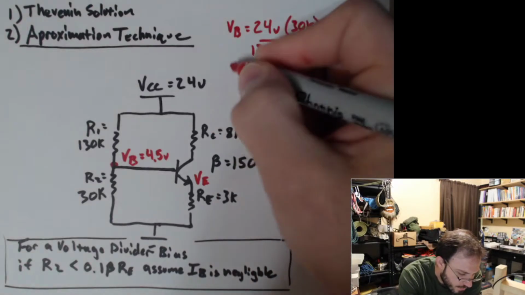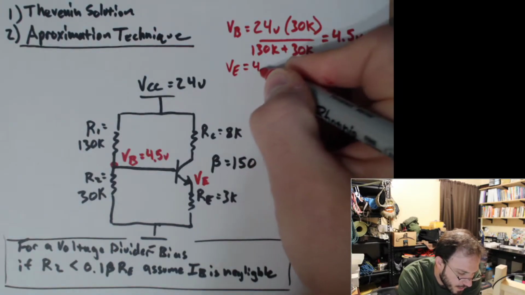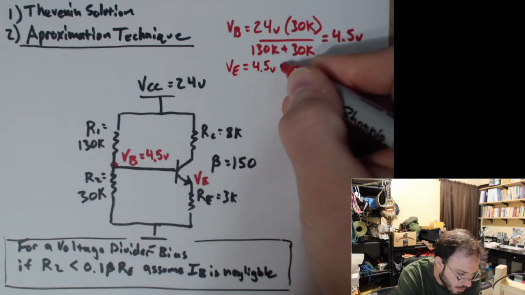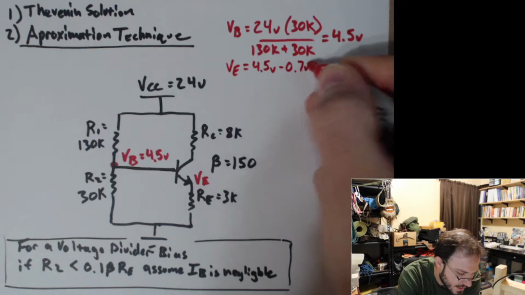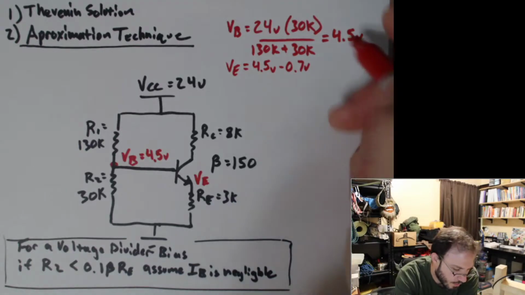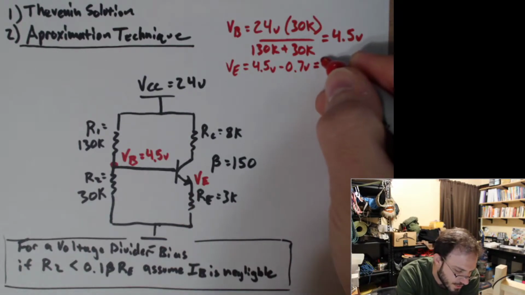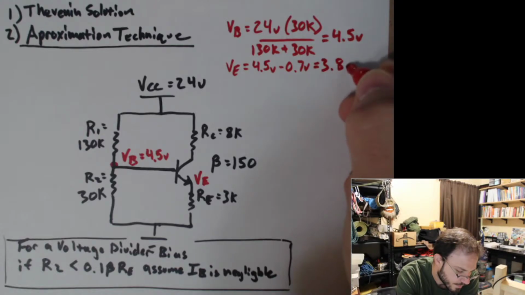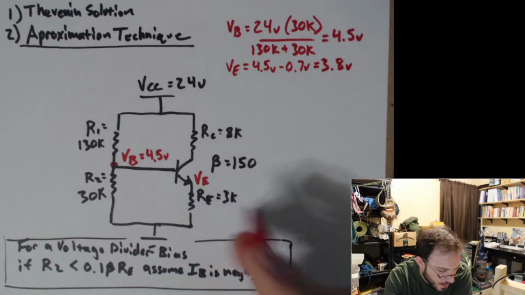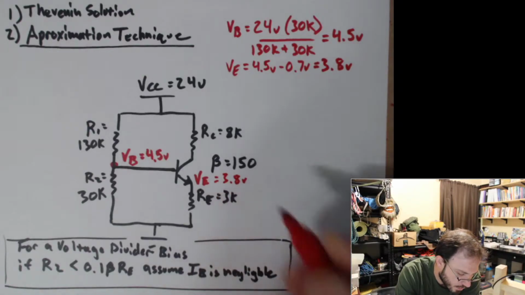Okay, so V sub E now is going to be equal to 4.5 volts minus 0.7 volts. That's a very convenient, easy way to figure out what the voltage at the emitter is equal to. Well, what's that going to be equal to? 3.8 volts. Okay, and what can we do with this now that we know that this is 3.8 volts?